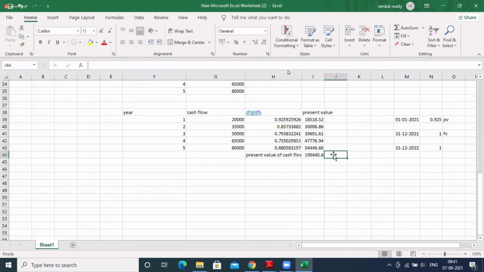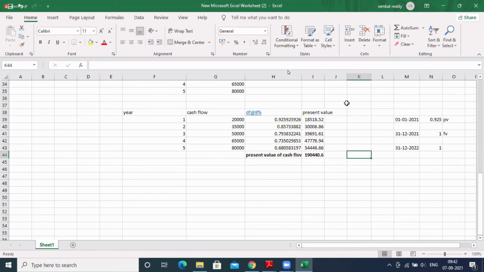Now let me explain this. If you invest an amount of $1 lakh, the project will be giving $1,90,440. So in this case, we converted all the future cash inflows into present value, and we got the present value of 1,90,440. So if you are investing 1 lakh today, then the value of its return, value of its cash flows in today's terms is 1,90,440.